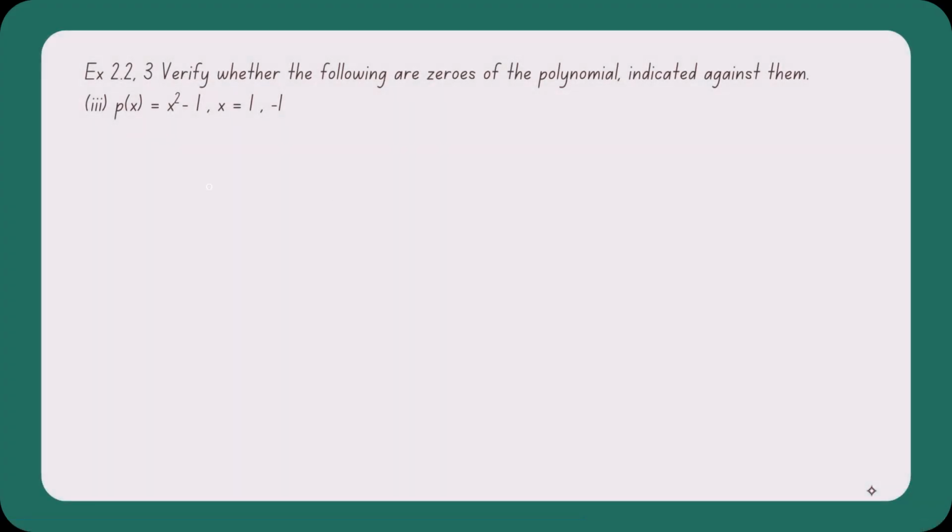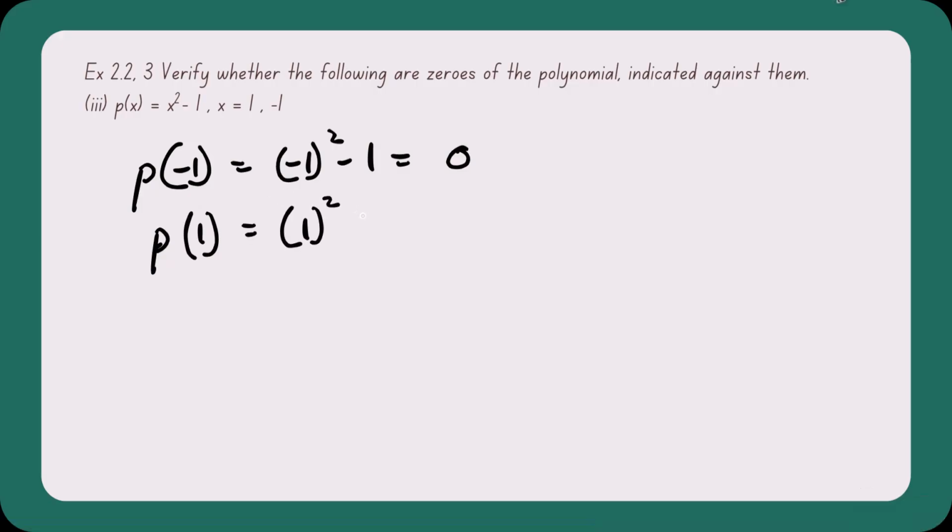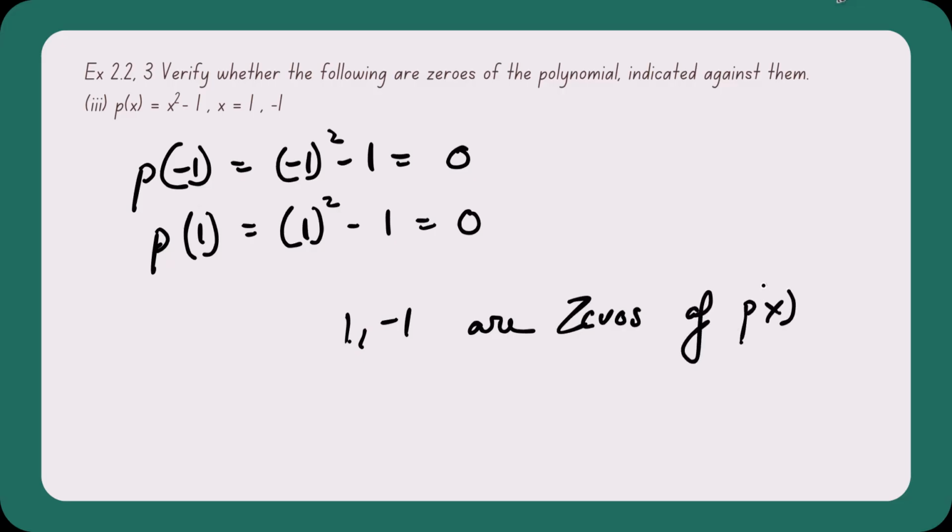Let's try with both. We have minus 1. That'll become minus 1 square, minus 1, so it'll become 1 minus 1, which is 0. What about 1? It will also become 1 square minus 1, so it'll become 0. So yes, both of them are the 0 of the polynomial. 1 and minus 1 are zeros of p of x. Simple. In both cases, p of x is equal to 0. So p of 1 is equal to 0, p of minus 1 is equal to 0. So 1 and minus 1 are the zeros of p of x. Very simple. Now what about the next?